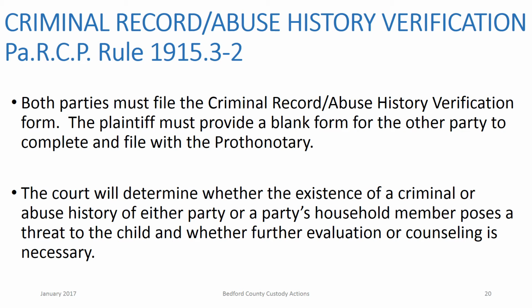For the criminal record and abuse history verification form, again, please have this in front of you so that you can follow along. Both parties must file this verification, and the plaintiff, the party filing, must provide a blank form for the other party, the defendant, to complete and file with the prothonotary. The court will look at this form and will determine whether there is the existence of a criminal or abuse history of either party or a party's household member, and whether they pose a threat to the child or whether further evaluation or counseling is necessary.